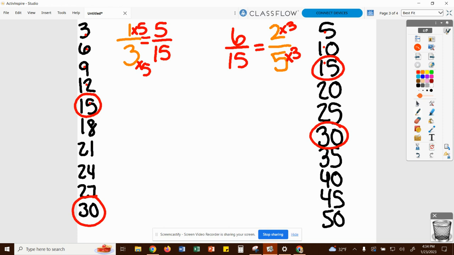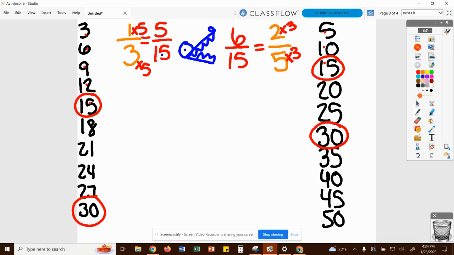If I wanted to, I could also compare them just to take myself an extra step. Since my denominators are the same, it makes it really easy for me to determine which is the bigger fraction. Would I rather have $5 or $6? I'd rather have $6, so my alligator will eat 6, my bigger number. I can do that because my denominators are the same.